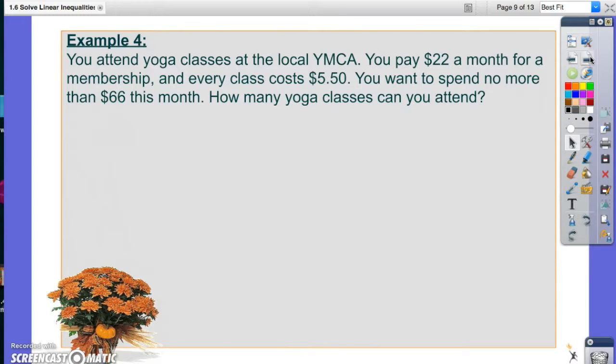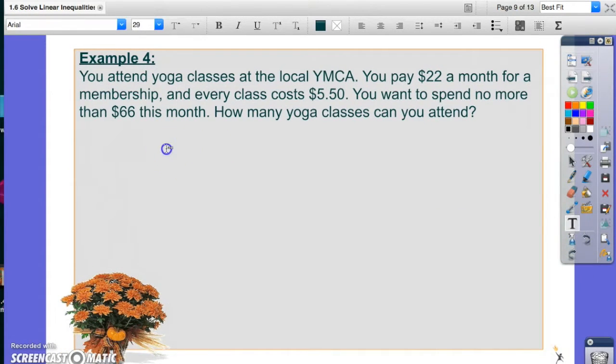All right, it's a basic problem. A lot of gyms, including the YMCA, you don't get everything for free. You have to pay some extra. So let's take a look at this and assess our equation here. I'm going to type it out again. We start off by paying $22 a month for membership, and every class costs $5.50.